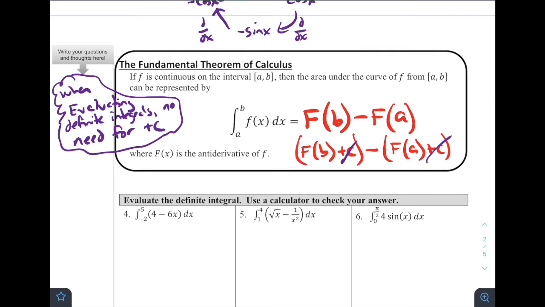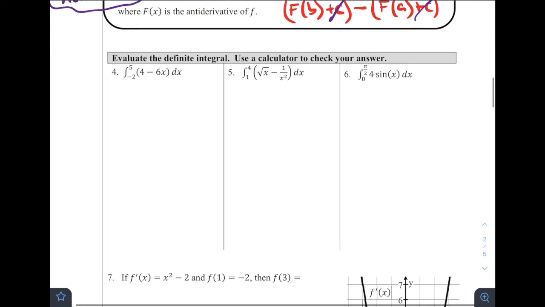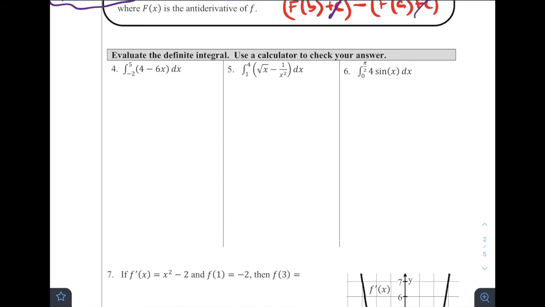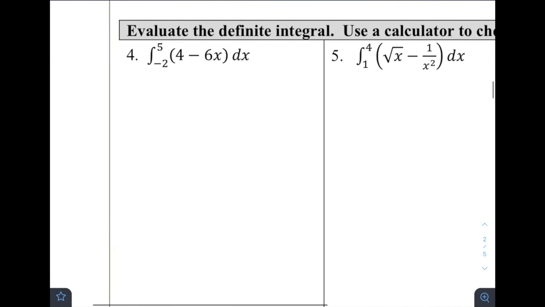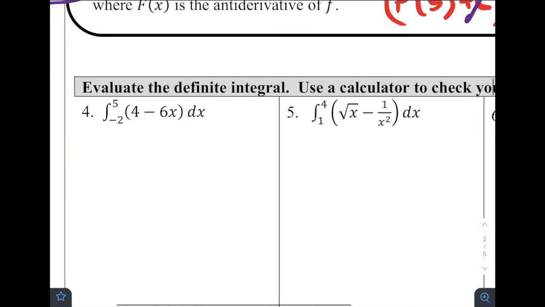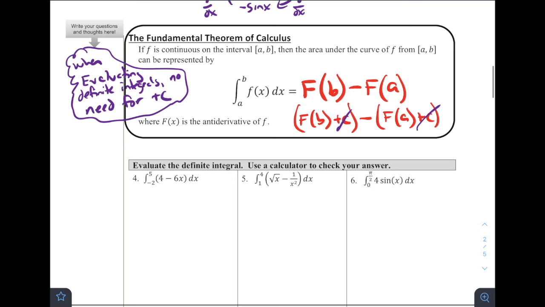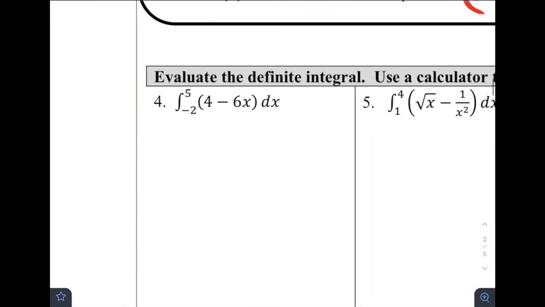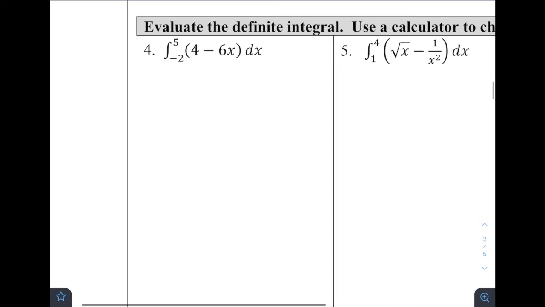Let's see it in some problems here. Number 4, evaluate the definite integral. Use a calculator to check your answer. So number 4, what do we need to do? Well, we look up here at the fundamental theorem of calculus. If I want to evaluate this integral, looks like I need to take the antiderivative and then plug in my limits of integration and subtract. So that's the goal. Let's start with that antiderivative first.